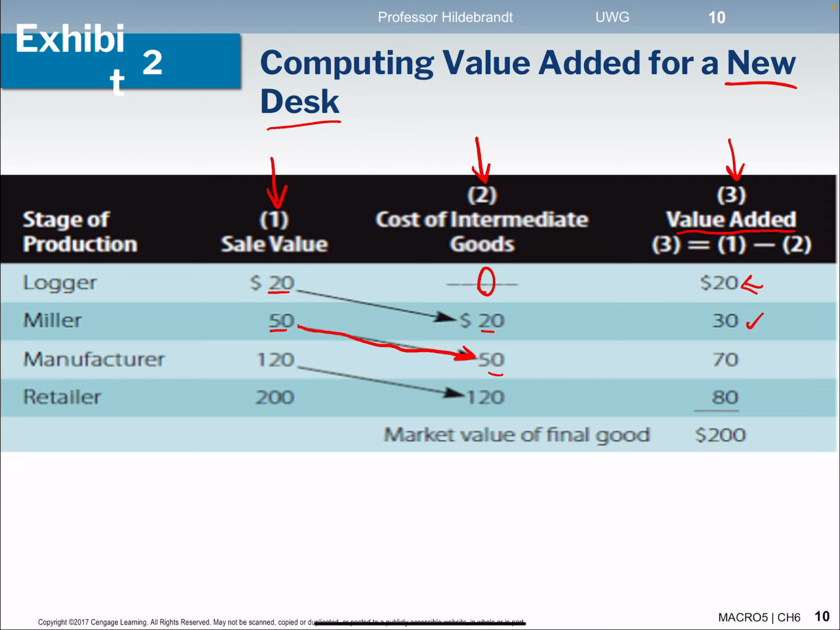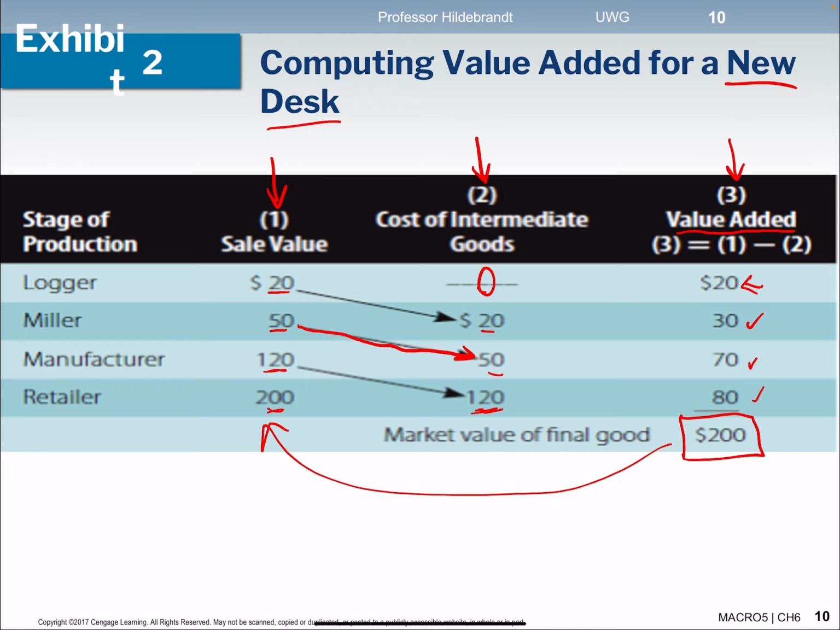Then we'll look at the manufacturer who sells the desk to the retailer for 120. So that becomes the expense in our last step. 120 minus 50, $70 added. The retailer is going to sell me the desk. Maybe I want a desk at my house. So I'm going to buy a desk for $200. It cost the retailer 120. Value added was 80. We add these up. The market value of the final good is $200. And you may have already noticed this. If there's no cost of intermediate in step 1, then the sales price in the final stage will equal the total value added.